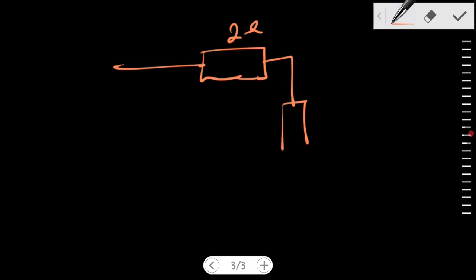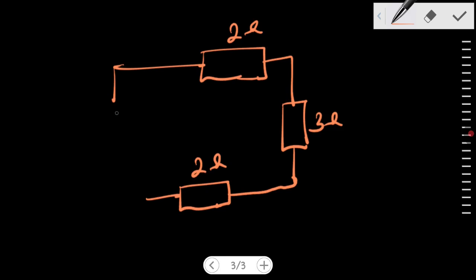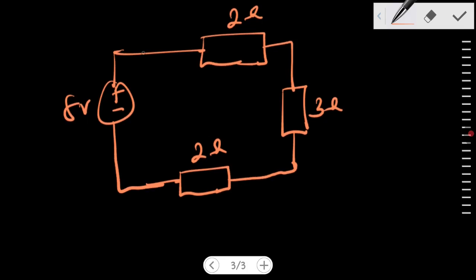We have our resistor here of 2 ohms connected to a 3 ohm resistor, and we have the 2 ohm resistor, and this is connected to a voltage source of 8 volts, positive, negative, at this point. Now, we know that current is going to flow from positive, taking that direction.